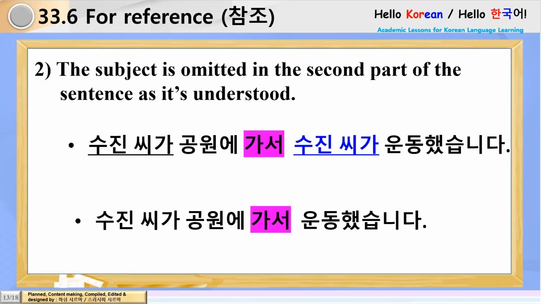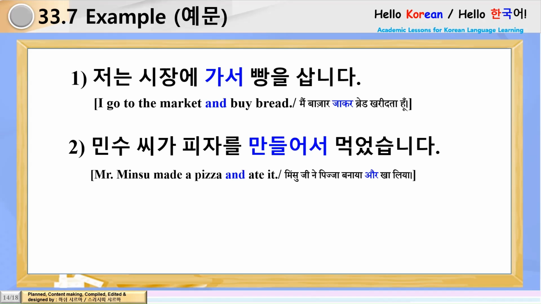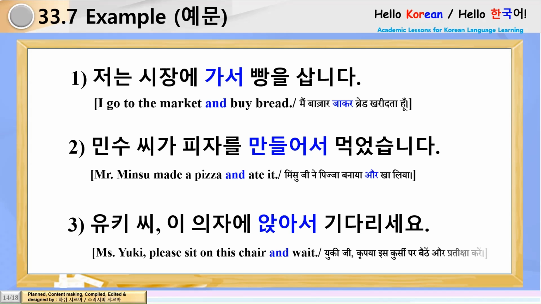Now let's have a look at few more sentences. Number 1. 저는 시장에 가서 빵을 삽니다. Number 2. 민수가 피자를 만들어서 먹었습니다. Number 3. 유키 씨, 이 의자에 앉아서 기다리세요. So please see these three sentences, how the 아서/어서 also has been used.